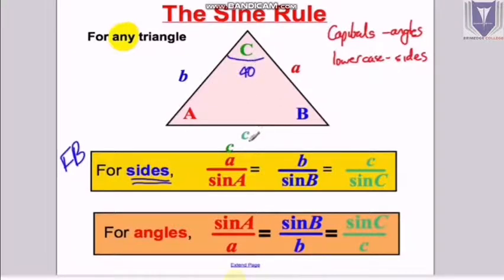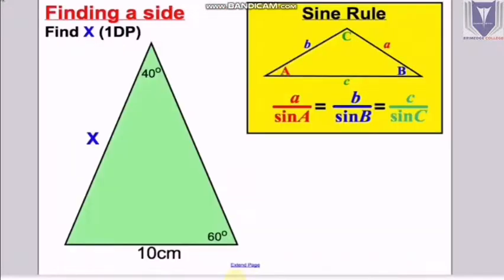But remember, before you can use this rule, you must be given an angle and its opposite side. That's the criteria. Without this, you can't apply the sine rule. So one angle, the opposite side, and let's say a practical example. On the yellow box, I just brought the formula book so that you remember what we've done. So in this question, we're asked to find x.